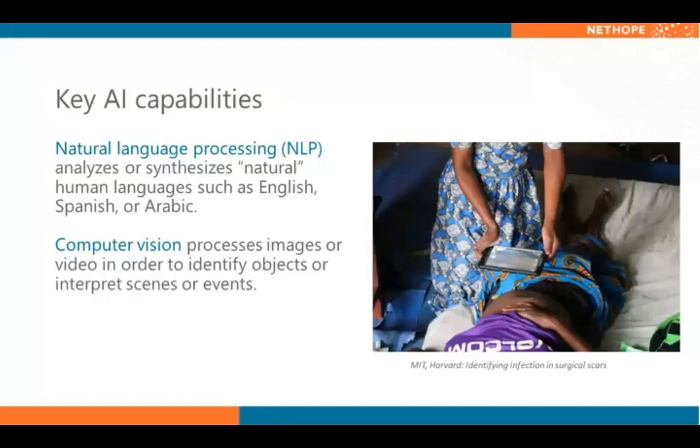This is an image from a study that's being carried out in Rwanda by partners at MIT and Harvard to use computer vision to identify infection in post-cesarean surgical scars. And by training the learner on historical images of infected scars and non-infected scars, they're able to much more accurately predict early indicators of infection in post-cesarean surgical scars.